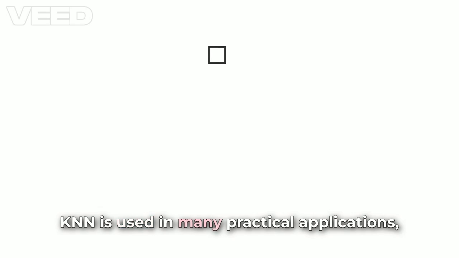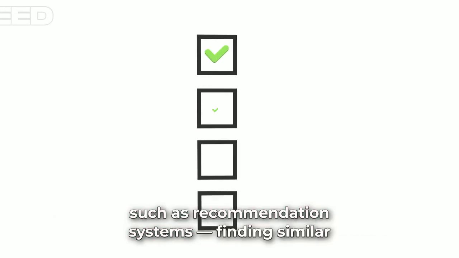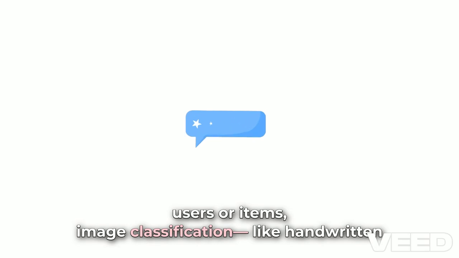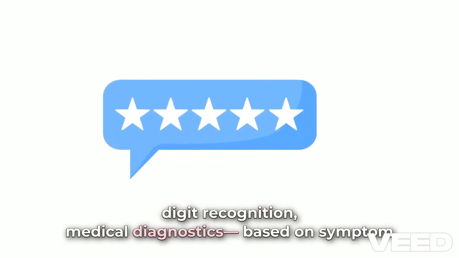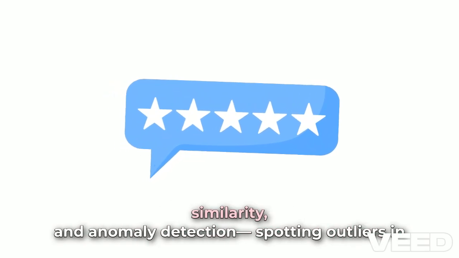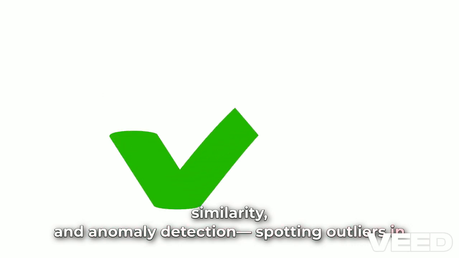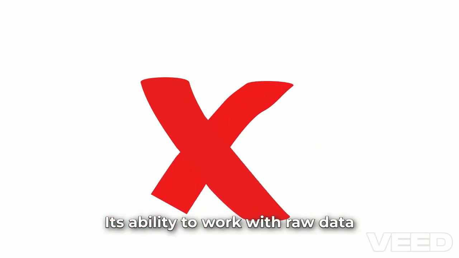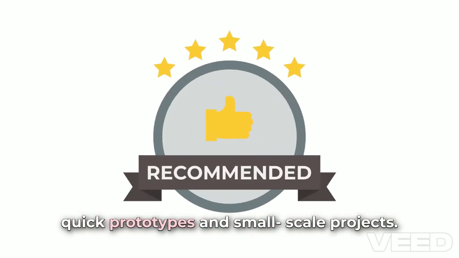KNN is used in many practical applications, such as recommendation systems, finding similar users or items, image classification, like handwritten digit recognition, medical diagnostics, based on symptom similarity, and anomaly detection, spotting outliers in financial or network data. Its ability to work with raw data without complex tuning makes it ideal for quick prototypes and small-scale projects.